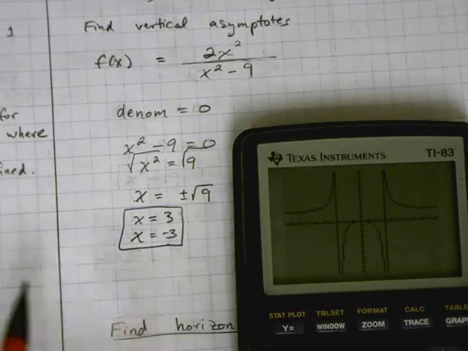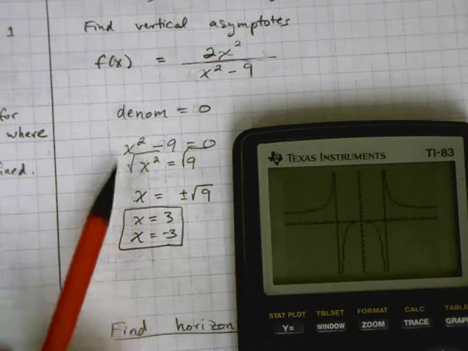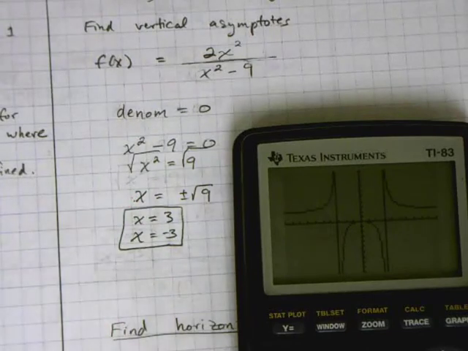So there you have it. To recap here, you set the denominator equal to 0, you solve for x, and make sure that you check it by graphing.